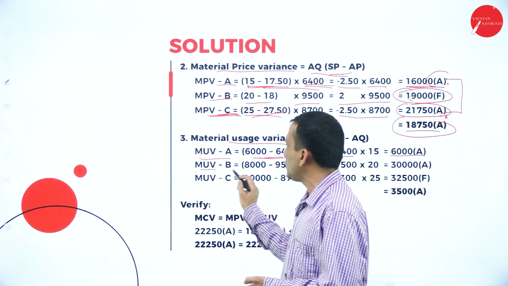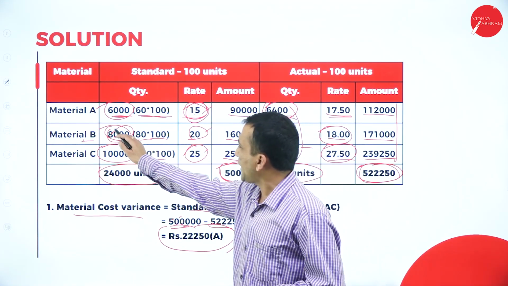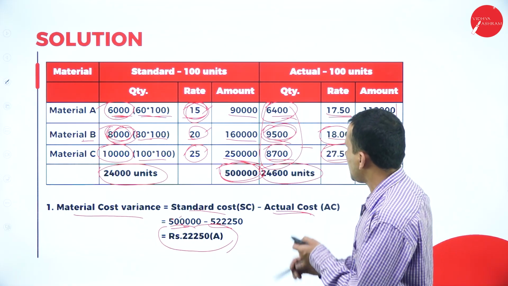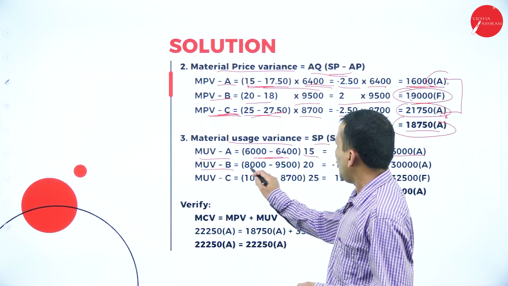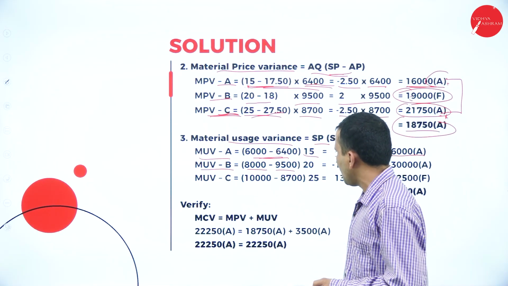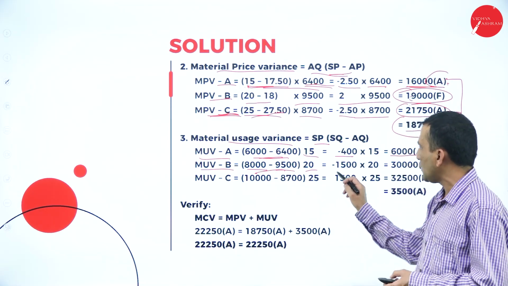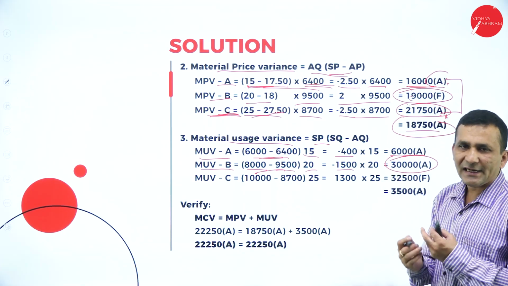If you multiply, the answer is 6,000 adverse. Okay, so moving to the material usage variance for B, the standard quantity we calculated is 8,000, the actual quantity is 9,500. The standard price applicable is 20 rupees. So 8,000 minus 9,500, the standard price 20. From this we are getting minus 1,500 into 20. If you multiply, 30,000, which is an adverse result.